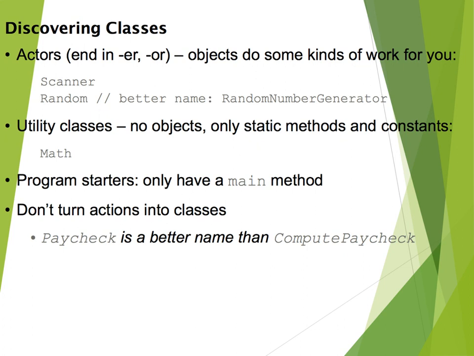A common mistake that people make when discovering classes is that they turn actions into classes. This is wrong. For example, paycheck is a better name than compute paycheck. So instead of using the word compute, which shows an action, it's better to just use paycheck as the name of the class, not any word that implies an action.